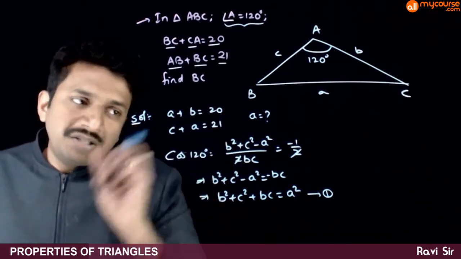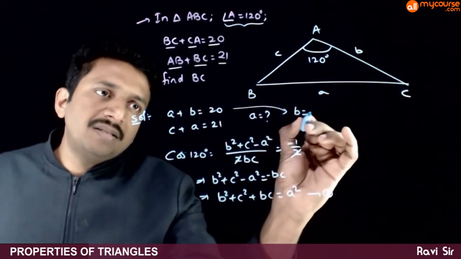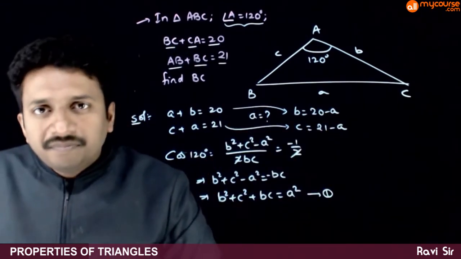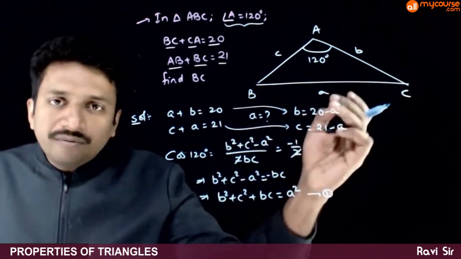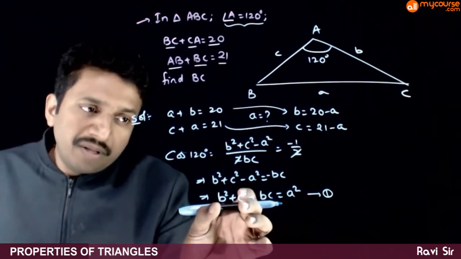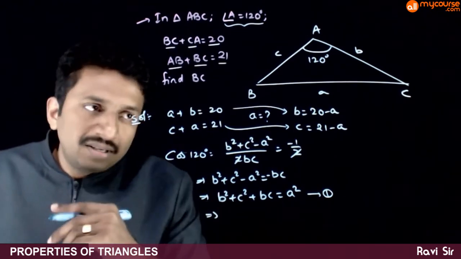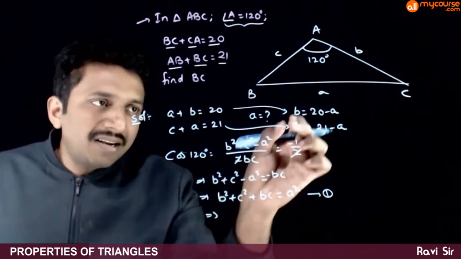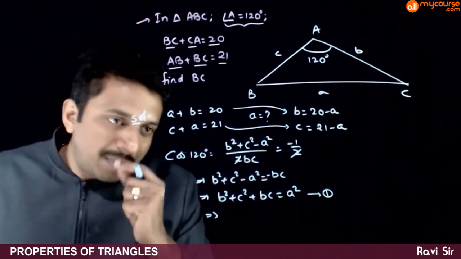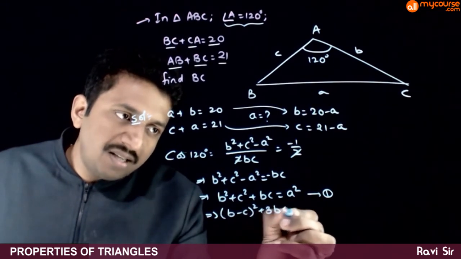Now, from these informations, what is B? B is nothing but 20 minus A. And from this information, C is 21 minus A. So can I use these two informations in this expression? B square plus C square plus BC. If I have to use this slightly intelligently, I can just substitute B as 20 minus A and C as 21 minus A and expand this. But the better way is, I can write this as (B minus C) whole square plus 3BC is equal to A square.